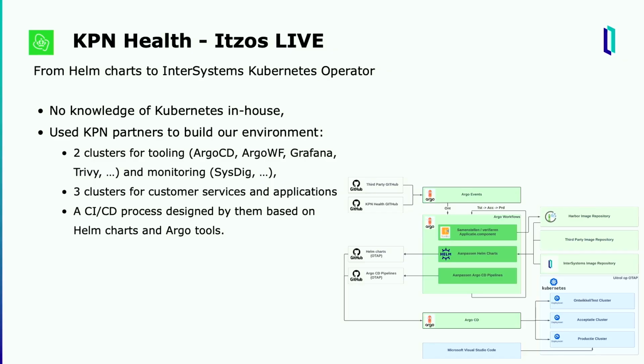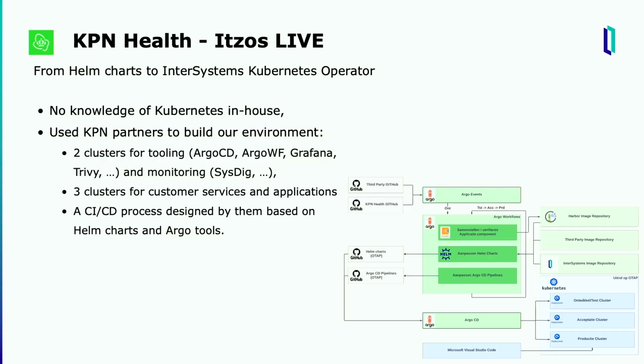What they did was they created 2 clusters for tooling, which they taught us a lot about. That was the Argo toolset, and Trivy and Grafana for monitoring. And per large customer, they deployed 3 clusters in an OTAP, or DTAP, as you call it in America, street.